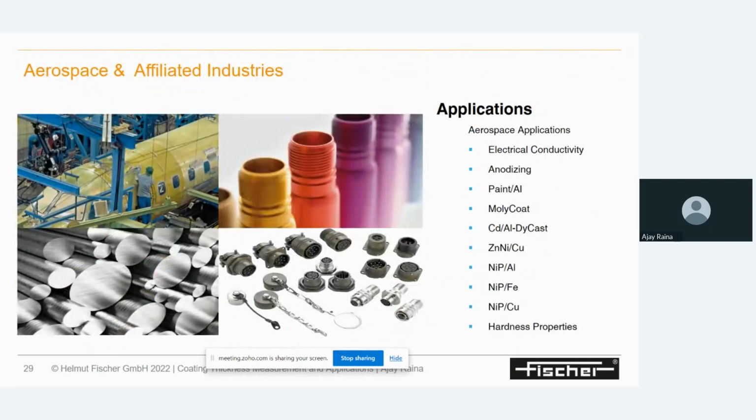In aerospace and affiliated industries, for checking electric conductivity, we have an electric conductivity instrument, and anodizing can be checked with DFT instruments. Paint on aluminum can be checked with DFT. Moly coats can be checked. Cadmium on aluminum die cast can be checked with XRF also. Zinc nickel can be checked with XRF. Nickel phosphorus with phosphorus percentage can be checked with an SDD type of instrument. Nickel phosphorus on ferrous base can be checked with a proportional counter as well. If you are mainly interested in phosphorus composition, then we recommend going with the ferrous SDD type of instrument. Hardness properties can be checked with a nano indentation system.